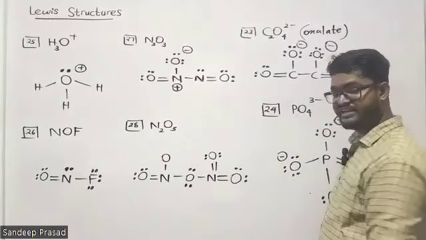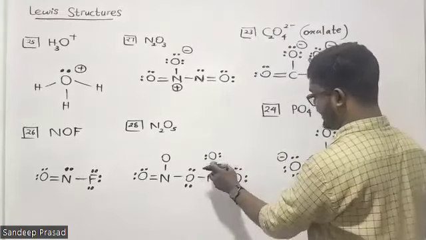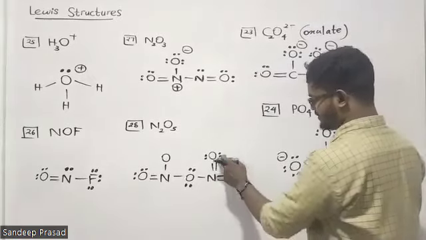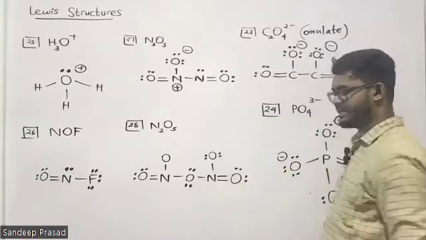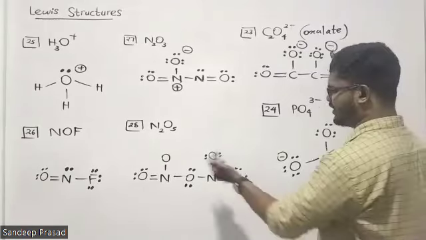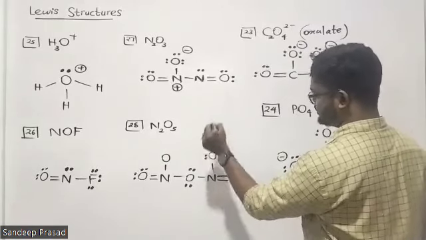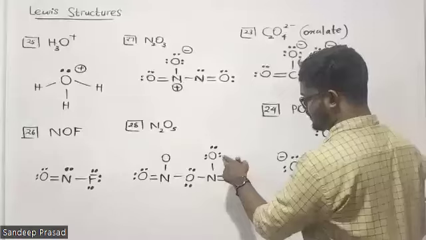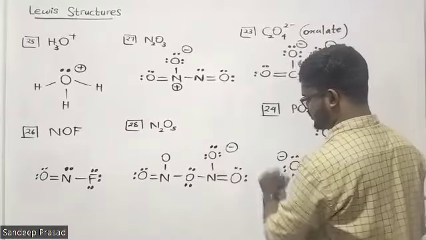Then nitrogen is exceeding the octet. 2, 4, 6, 8, 10. Can't do it. Therefore, this is the maximum number of bonds that nitrogen can form. So we don't have any option. We have to put 3 lone pairs for these oxygen atoms. 1, 2, 3, 4, 5, 6, 7 negative charge.